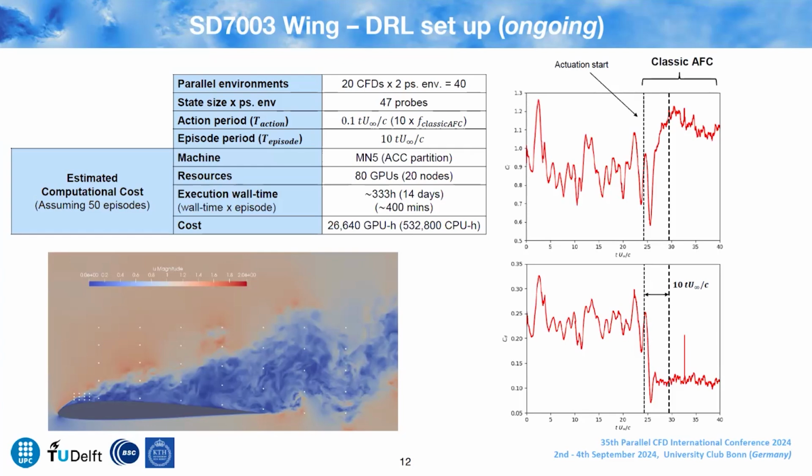This is an estimation of the computational cost, assuming that we will require 50 episodes. Of course, we don't know this yet. But the machine is, again, MareNostrum 5. We are running this on 80 GPUs, and we expect it to take 14 days. So this is a total cost of around 25,000 GPU hours.